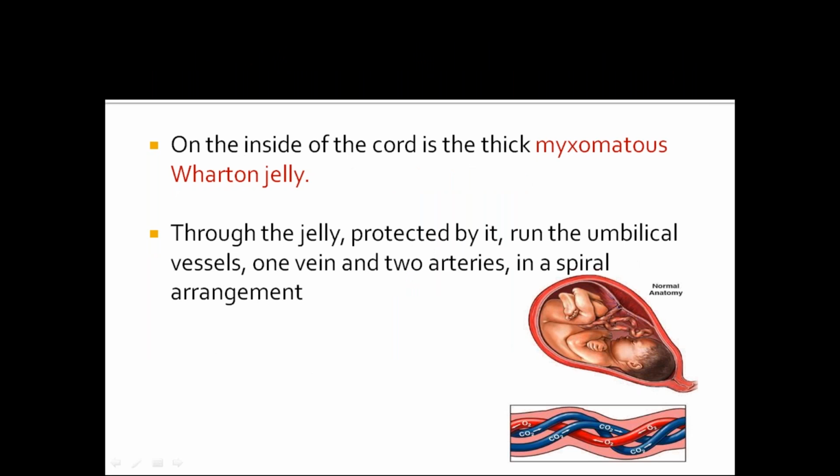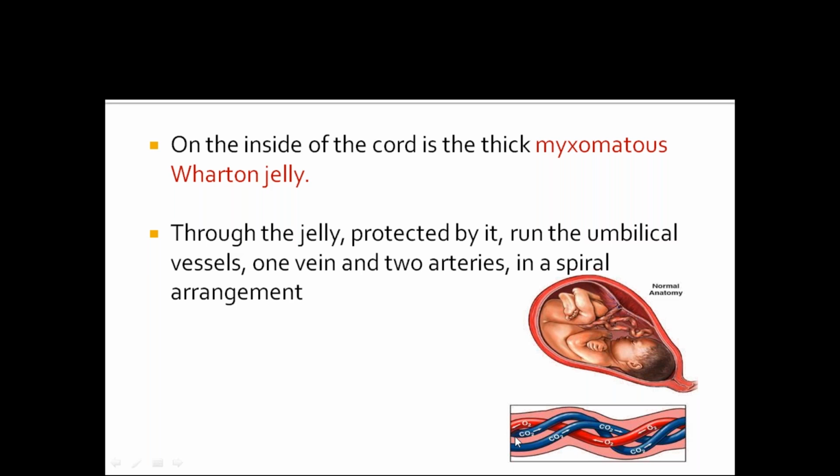Inside the cord, a thick jelly is present, known as Wharton's jelly. This jelly is mainly to protect the vessels. The cord contains two umbilical arteries and one vein. The umbilical vein is present in a spiral arrangement. I think you can see here, it is arranged in a spiral manner. Outside there is Wharton's jelly, which gives protection for these vessels.